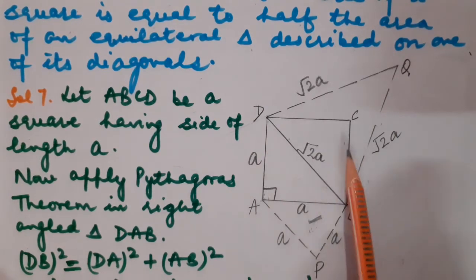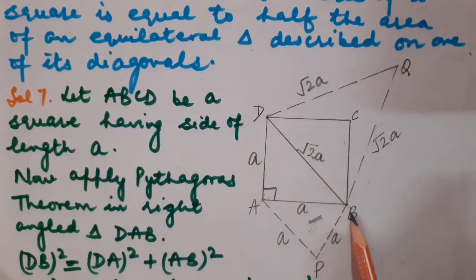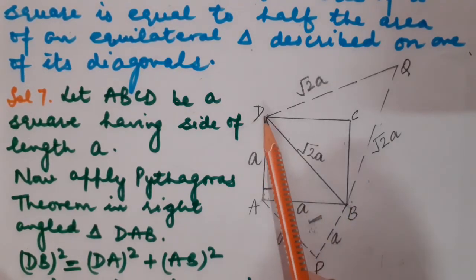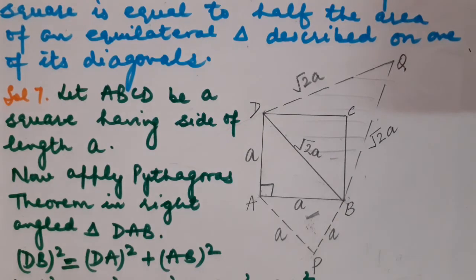Or in other words, you can say that the area of equilateral triangle DQB is double the area of equilateral triangle APB. Of course, if the area of equilateral triangle APB is half of the area of equilateral triangle DQB, so definitely this complete area will be double of this area. Got it? So now this we are going to prove. So let us start its solution.